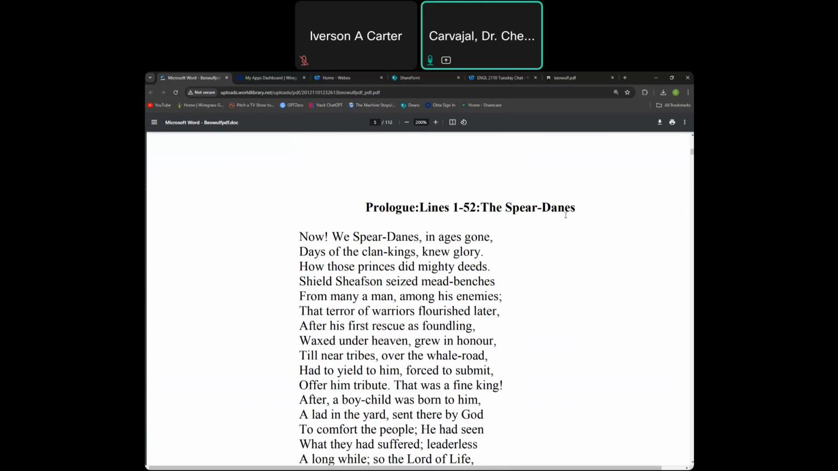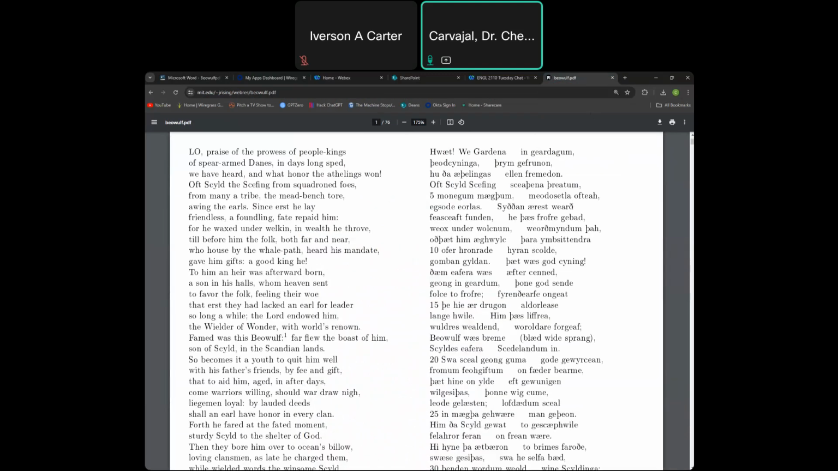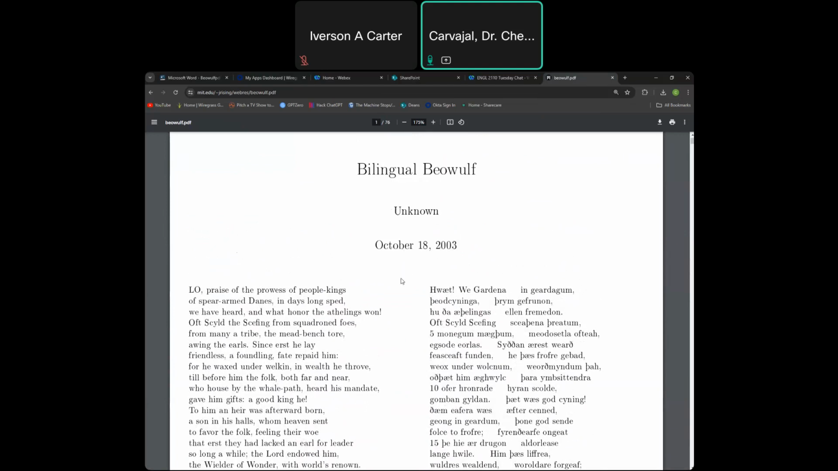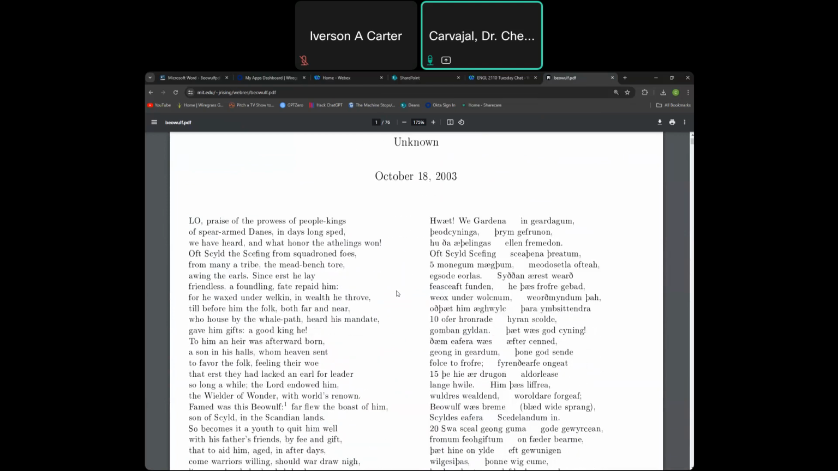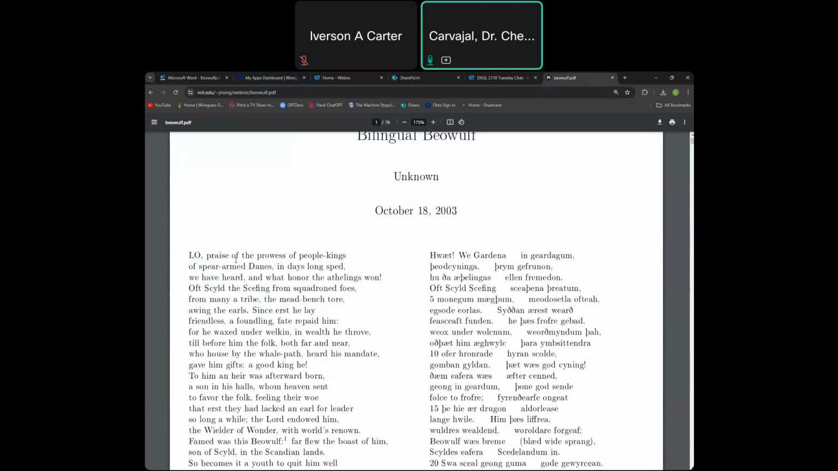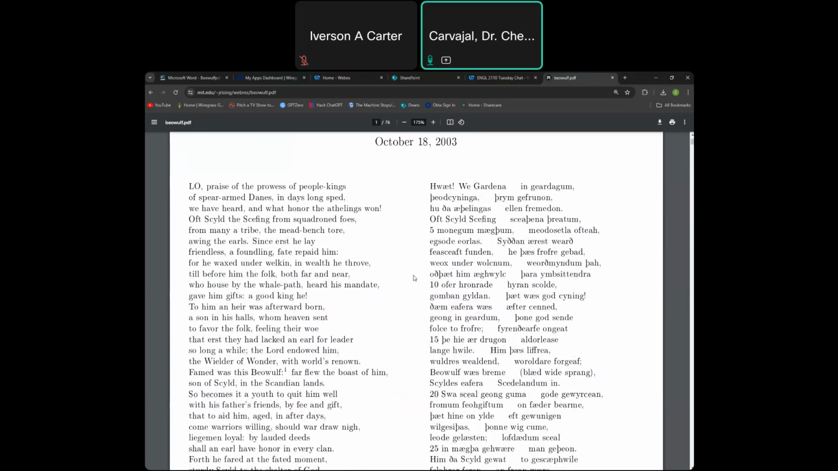Just so you know, I actually took a class on Beowulf where that's all we did for an entire semester. I'm going to go ahead and close the chat out just so you can see this better. And this is actually a bilingual version. So it shows "Lo, praise of the prowess of people kings." This is the translation into modern English, but this was originally in Old English. And so I wanted you to see what the Old English looks like.